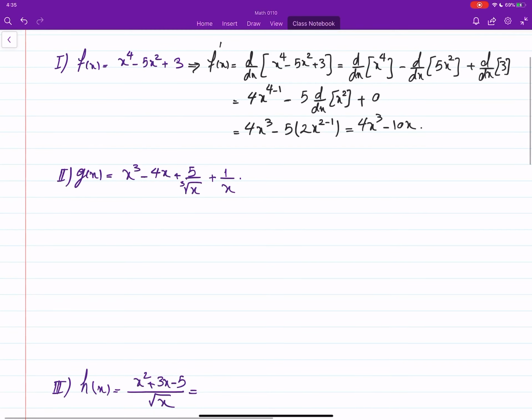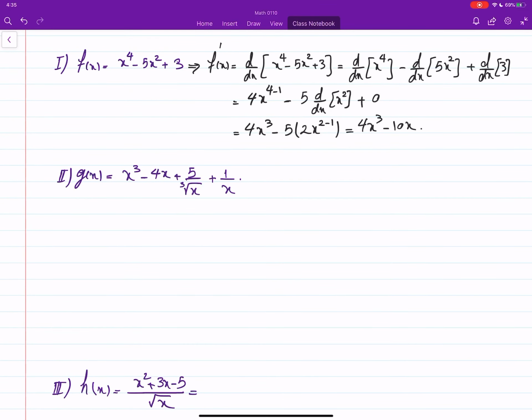How about the second one? Okay, the second one goes the same way. So we have to find g prime of x, which is the derivative of different terms. I can find the derivative of each one. I'm trying to use different notations such that you have seen, you see different notations for derivatives. So these are derivatives of each summand. And then we go from there.